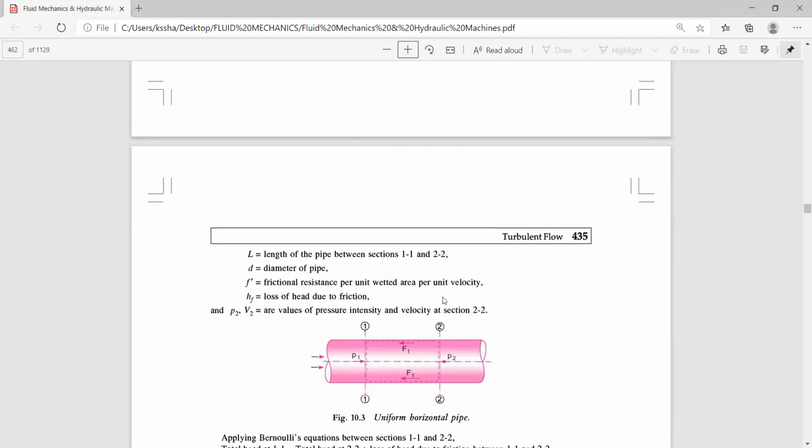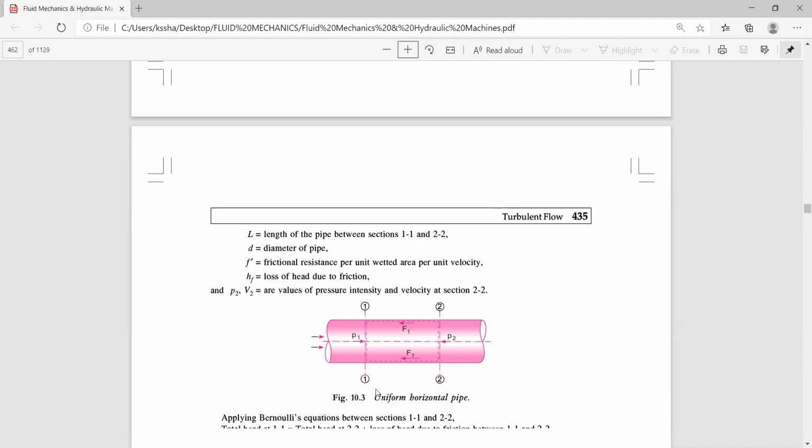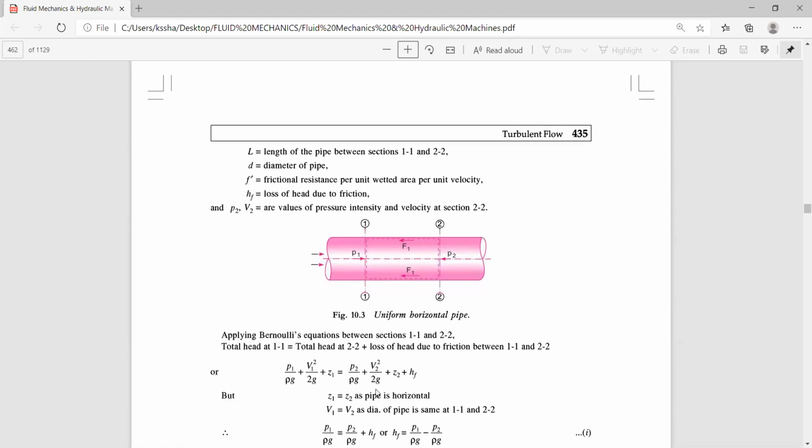F dash is the frictional resistance per unit wetted area per unit velocity. HF is the loss of head due to friction. And P2 and V2 are the values of pressure intensity and velocity at section 2-2. Now, what we are doing is applying Bernoulli's equation between section 1-1 and 2-2.